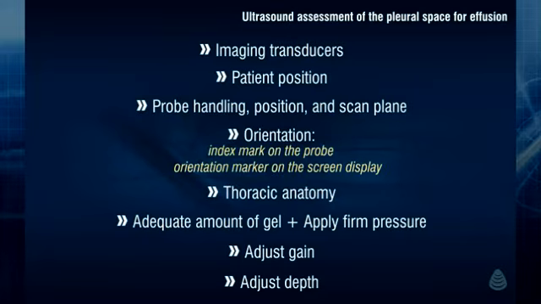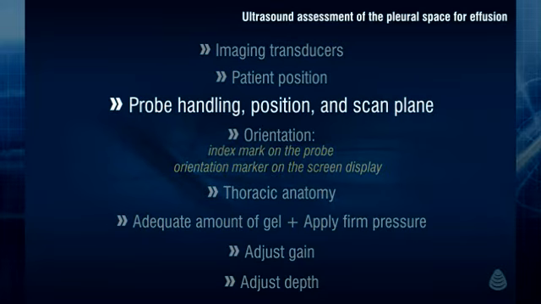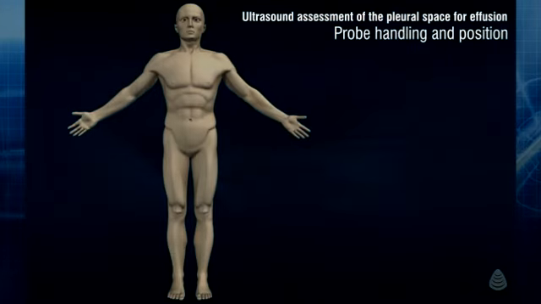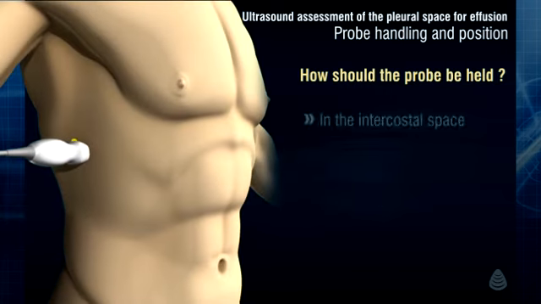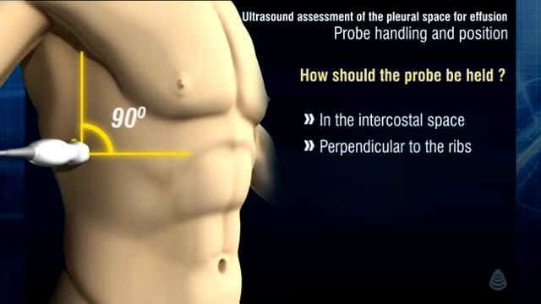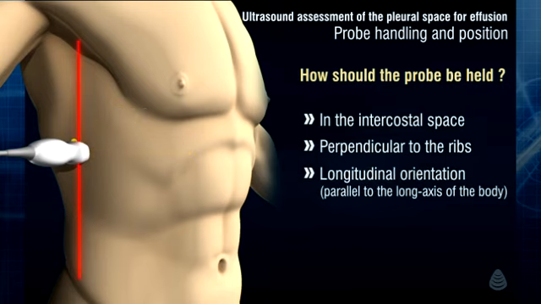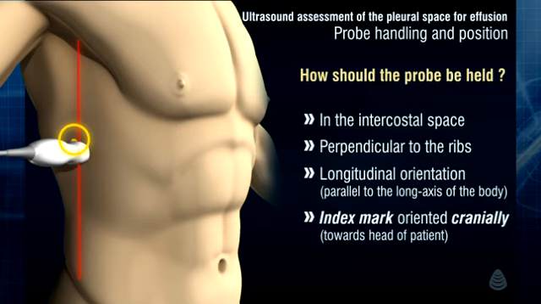We will now discuss probe handling, probe position on the chest, and scan plane. When examining the pleural space, the probe should be positioned in the intercostal space, perpendicular to the ribs, in a longitudinal orientation, thus parallel to the long axis of the body, with the index mark on the probe oriented cranially or cephalad, pointing towards the head of the patient.